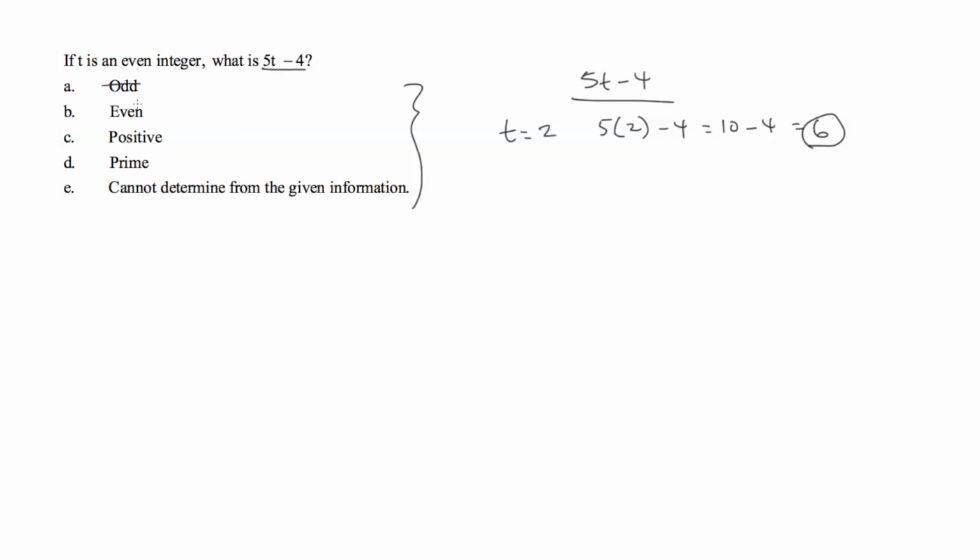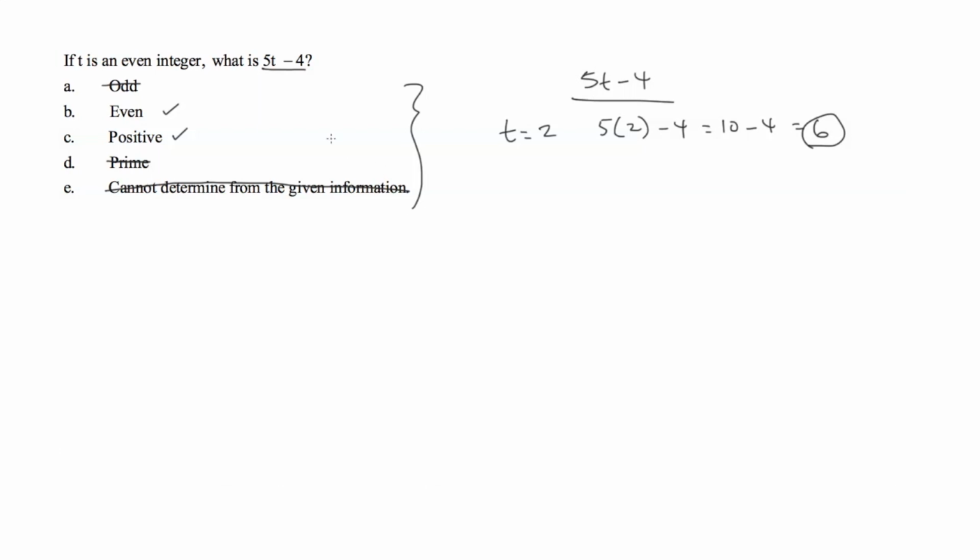So 6 is definitely not odd. However, it is even. It is also positive. It's not a prime number. And since I found a value, notice I didn't stop at choice B after I saw that even works. Because when you plug in your own number for the variable in the question, you have to make sure you check A, B, C, D, and E. Because just like this case, you might get 2 possible answer choices.